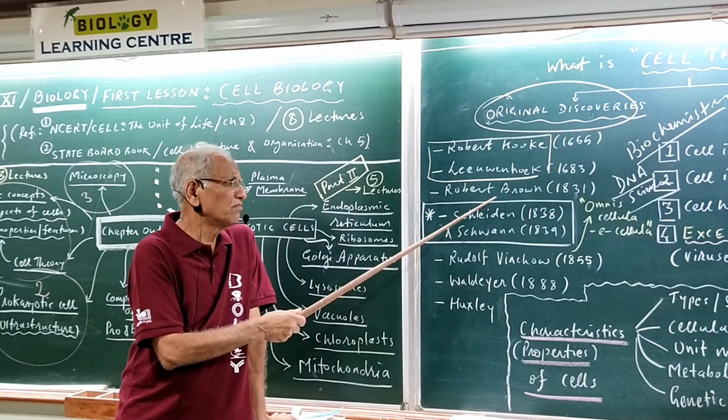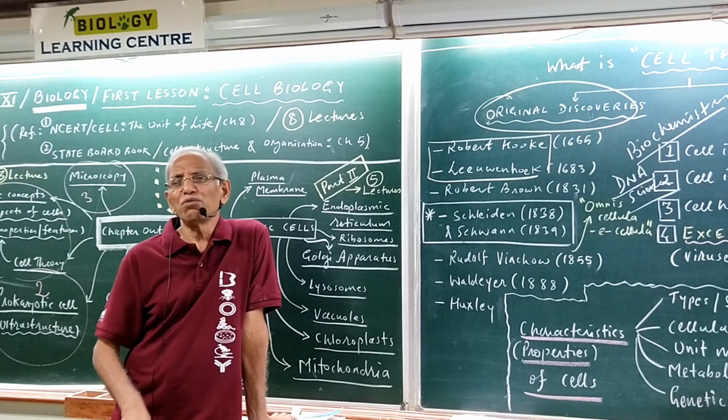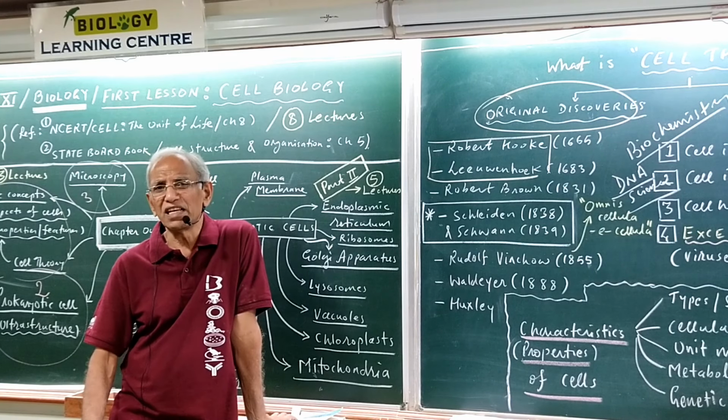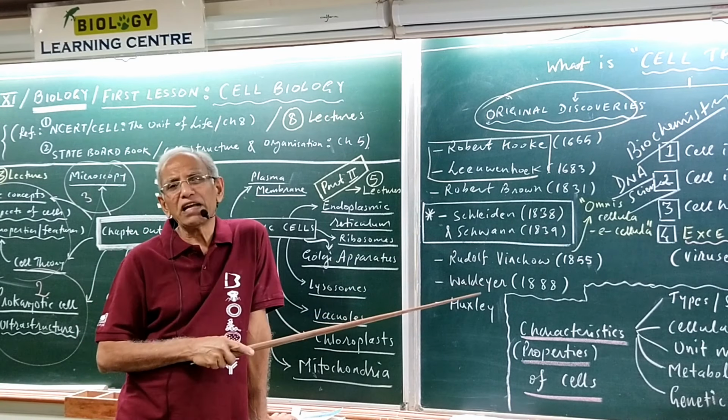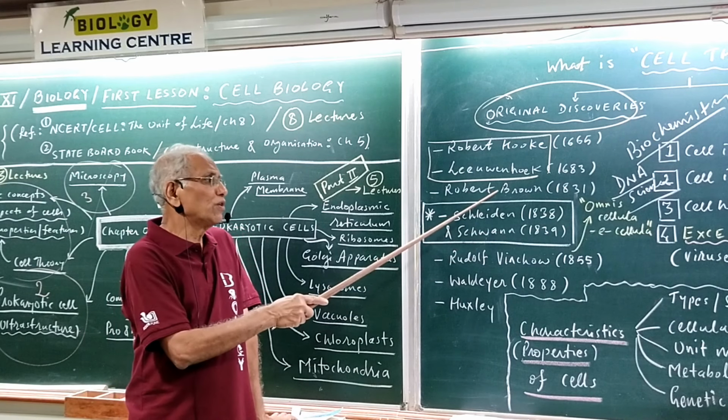Robert Brown was the first to discover the nucleus. Now we can usually observe the nucleus easily, but microscopy was not so well developed then, and so Robert Brown clearly said that all cells have nuclei.